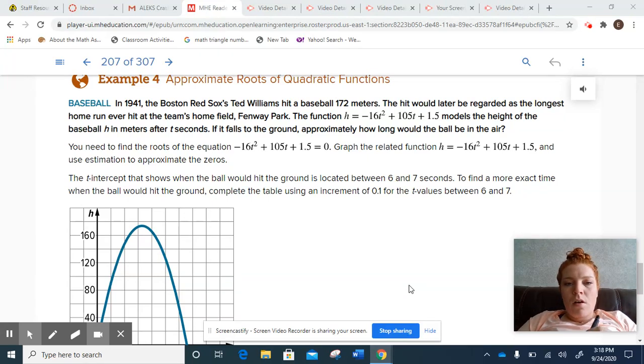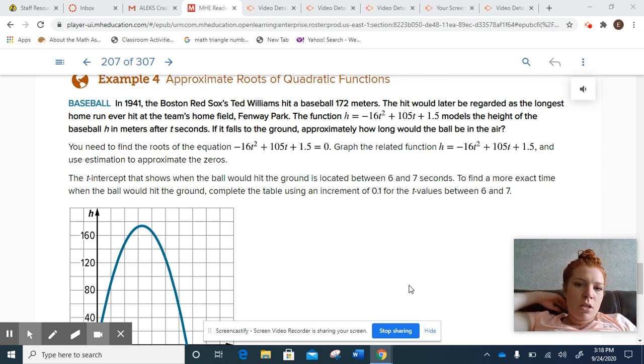So example 4 is all on approximation of roots. Not all the time will your zeros be exact numbers. Now, if it was up to me, I wouldn't use this method of solving if you didn't have exact numbers. There's other ways to solve that we'll learn about next week.